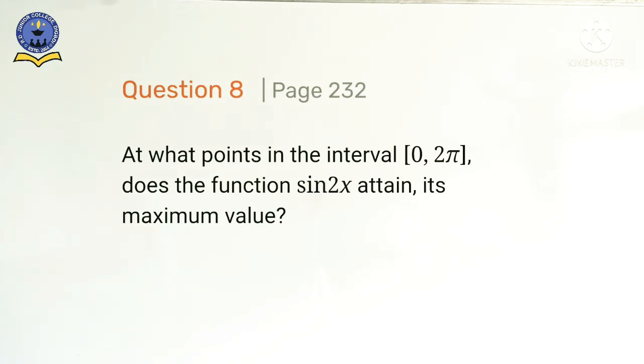At what points in the interval 0 to 2π does the function sin 2x attain its maximum value? The closed interval 0 to 2π means one complete round. The function is sin 2x, and in the interval from 0 to 2π we have to find the maximum value. Now let's see how we can do this.